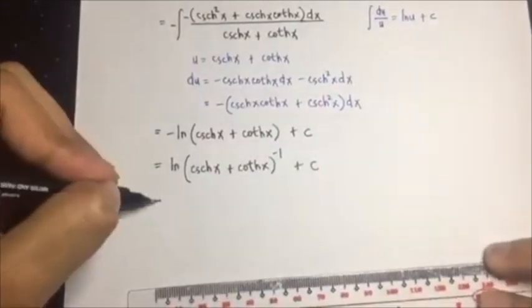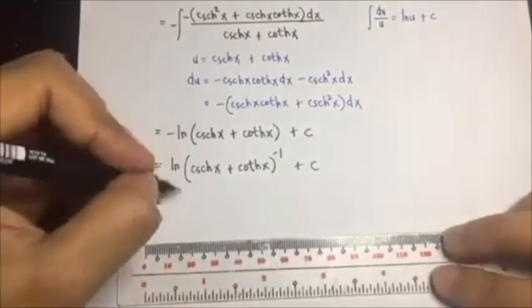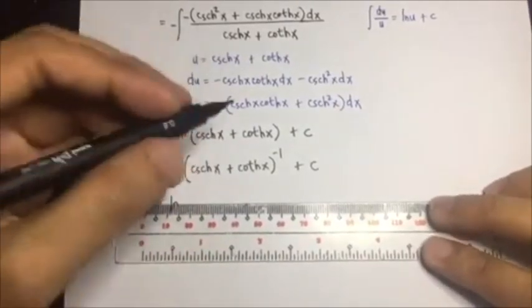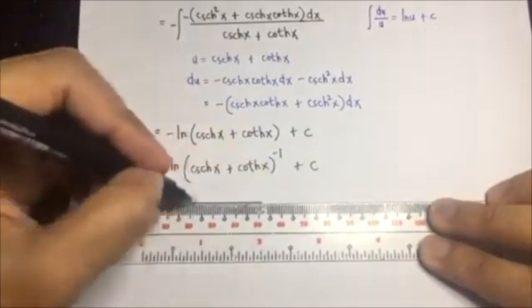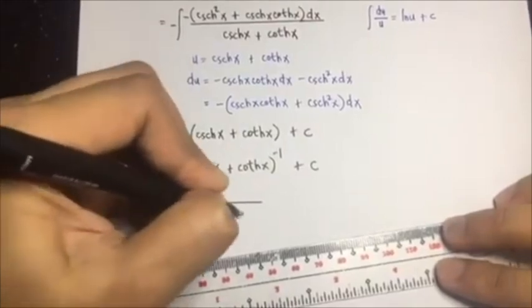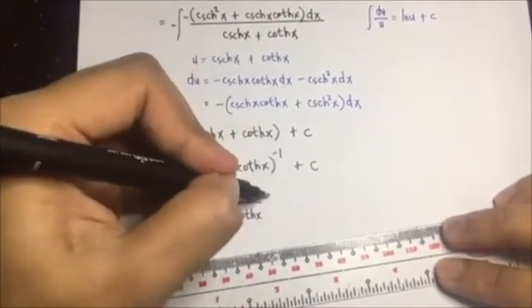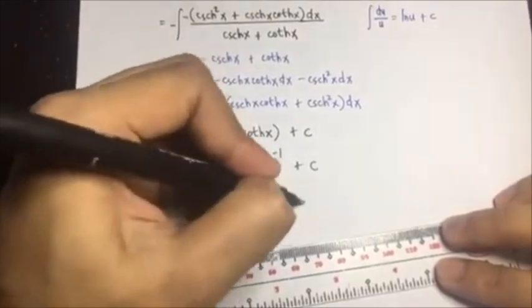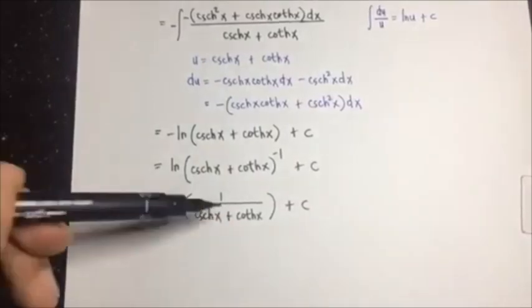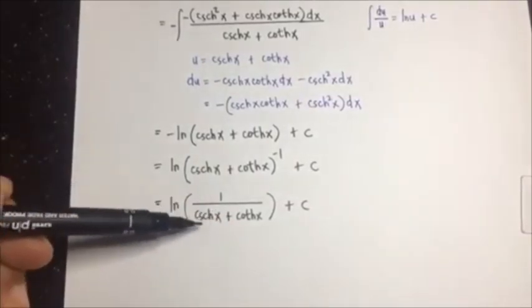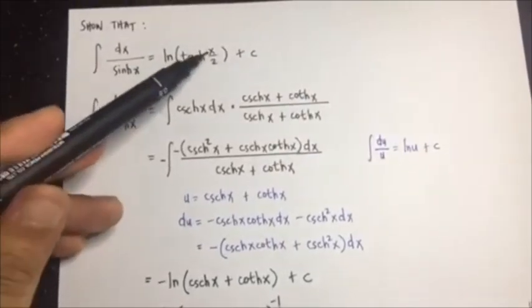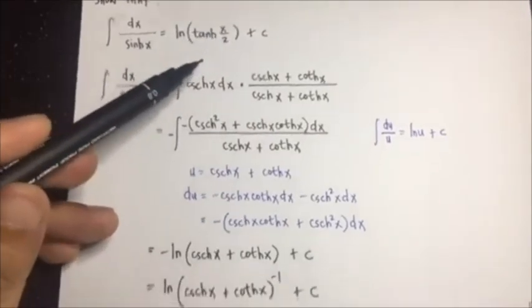Or we can write that as, sorry, ln of one over hyperbolic cosecant x plus hyperbolic cotangent x plus c. Okay, so what we need to prove now is that 1 over hyperbolic cosecant x plus hyperbolic cotangent x is equal to tangent of 1/2 of x, or tangent of x over 2.